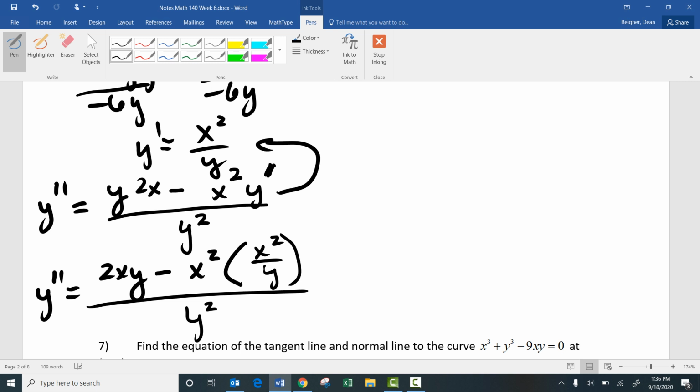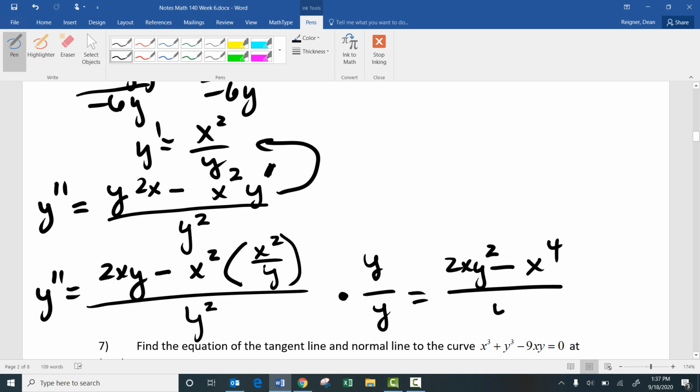So now what you have to do is you have to get rid of this denominator. See this denominator, this y that's on the numerator? You have to get rid of it. So what you're going to do now is you're going to multiply the top by y and the bottom by y, and then that'll get rid of that complex fraction. So this y, you're going to take times this first guy, which is 2xy squared, minus, and then when you take the y times this thing, the y's cancel out, and you have x to the fourth, all over y squared times y is y cubed. So that is y double prime right there. That's the second derivative.